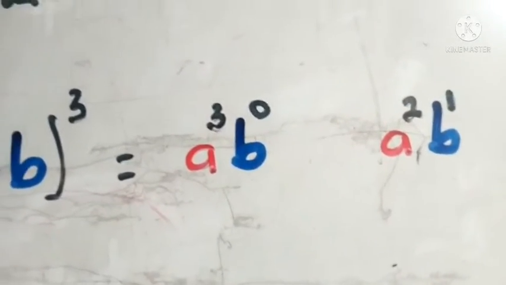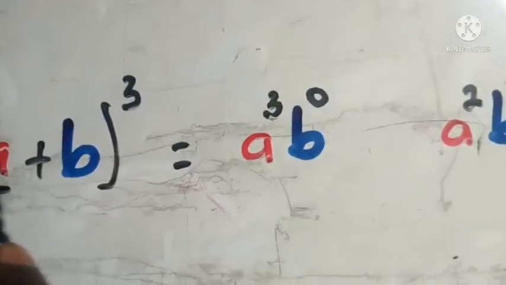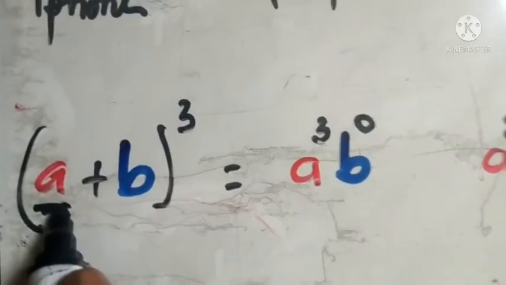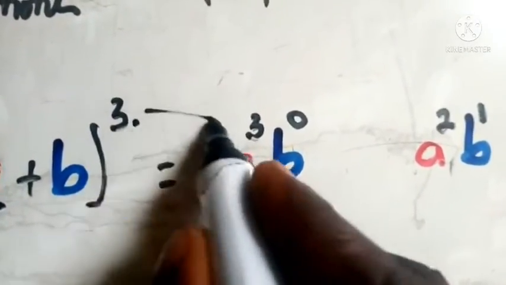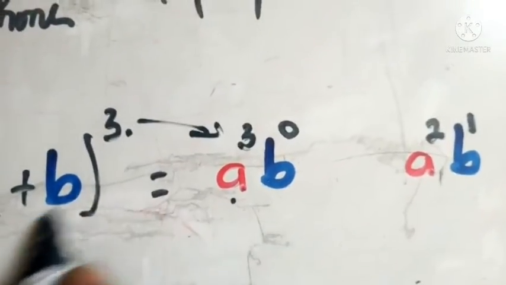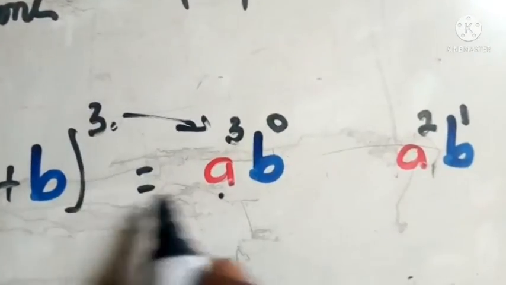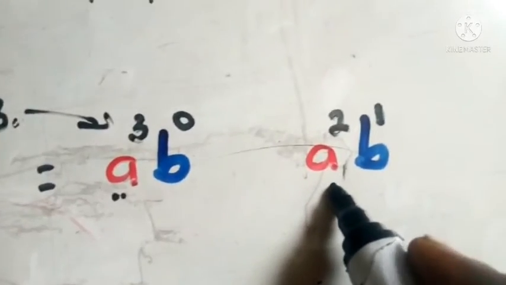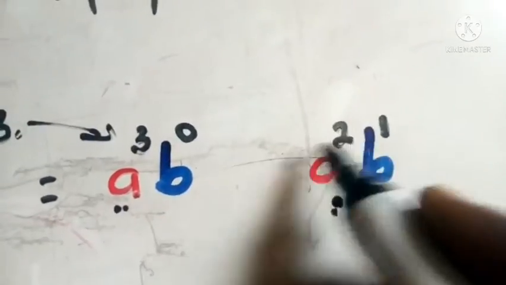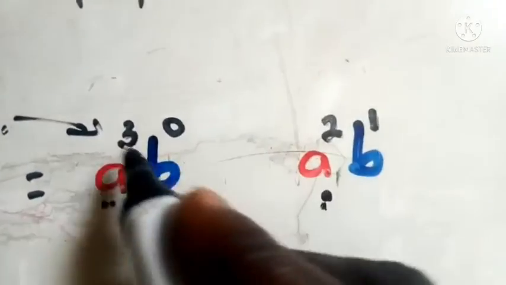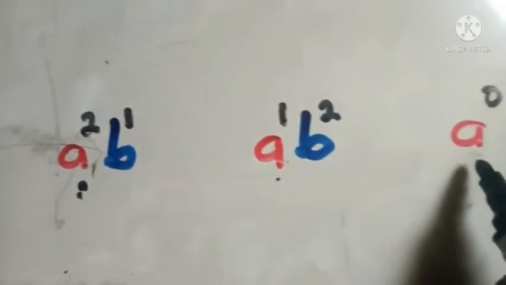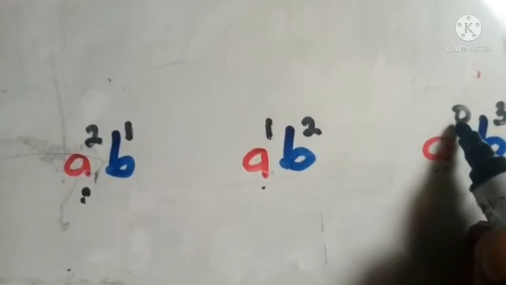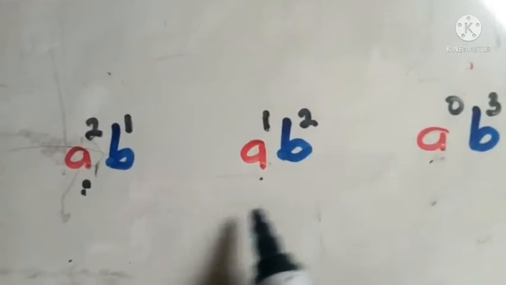So let's focus on the first part. If you are dealing with the first part, whatever is here, that is a^3, this 3 is coming from the exponent here. This and this are the same. Is that okay? So we are starting with a exponent 3, and then the second term, a exponent 2, obviously descending, then a exponent 1, and finally you get to a exponent 0.